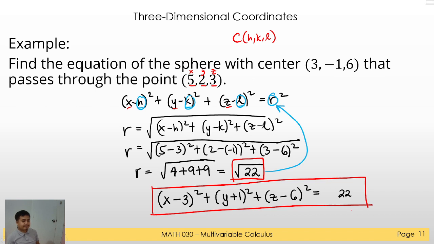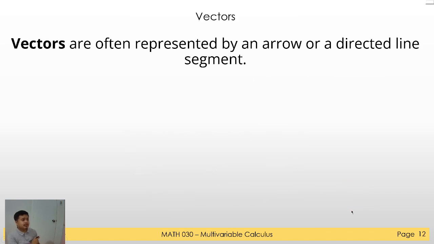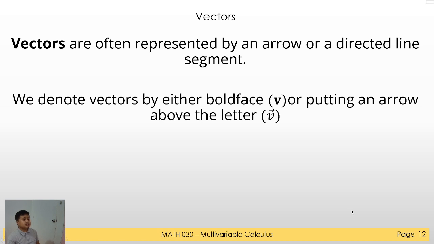Okay. So let's move on to the next one. Let's discuss the vectors. So what are vectors? Vectors are represented by an arrow or a directed line segment, which basically means we have a length of this arrow and a direction of this arrow. We denote these vectors using a boldface v. Or sometimes it is hard to write this on the board, so we can use an alternative notation using an arrowhead on top.